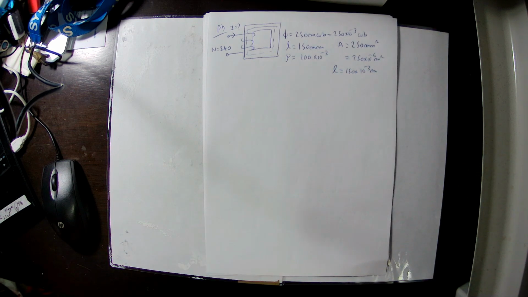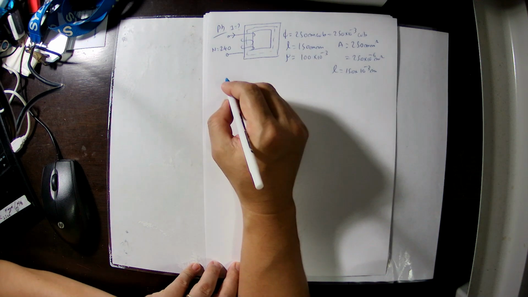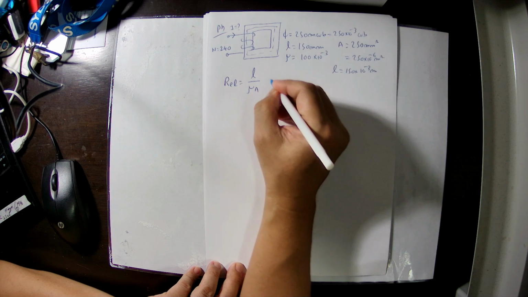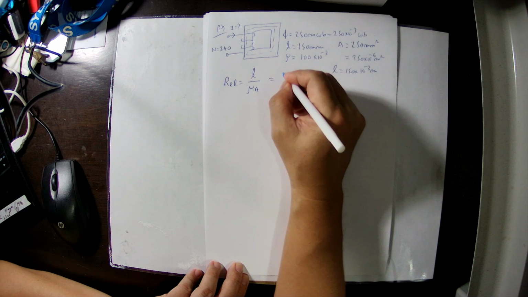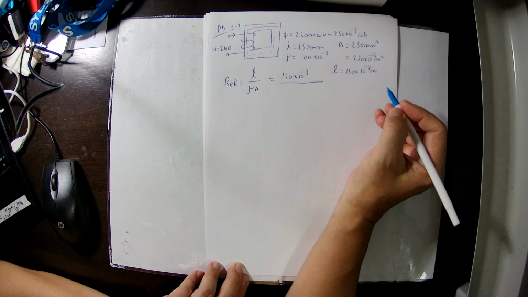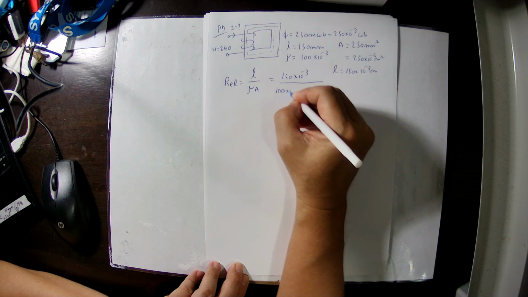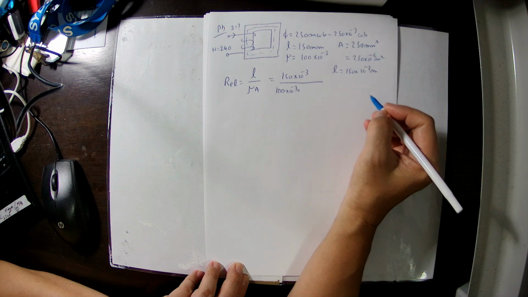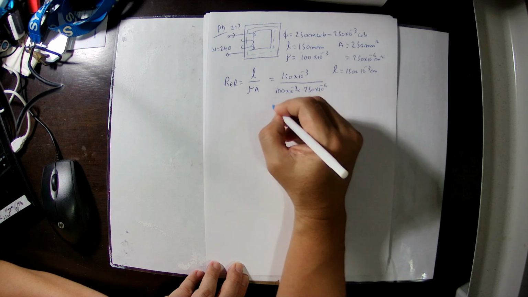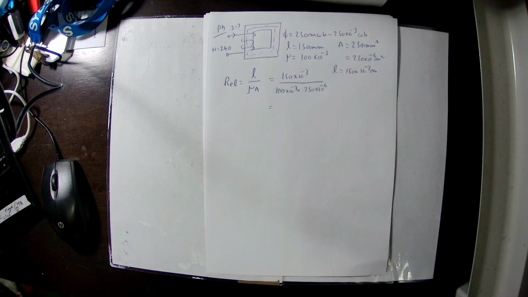Those things are given. Firstly, to calculate the magnetic force, we have to calculate reluctance first. Reluctance multiplied by flux, then we can calculate the magnetic force. So reluctance can be calculated as L by mu A. That is 150 into 10 power minus 3, mu value is 100 into 10 power minus 3, area is 250 into 10 power minus 6. So we can calculate the reluctance value.